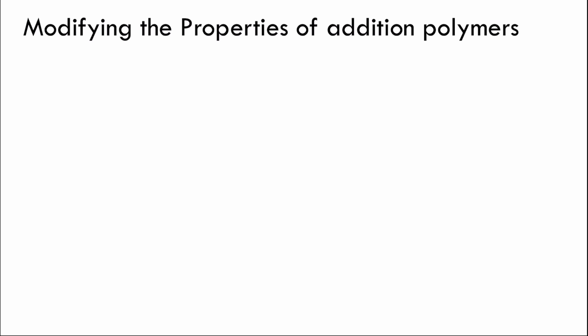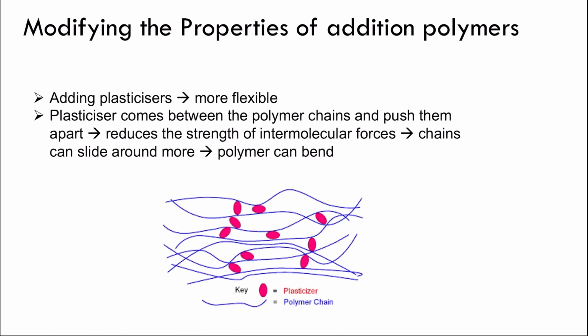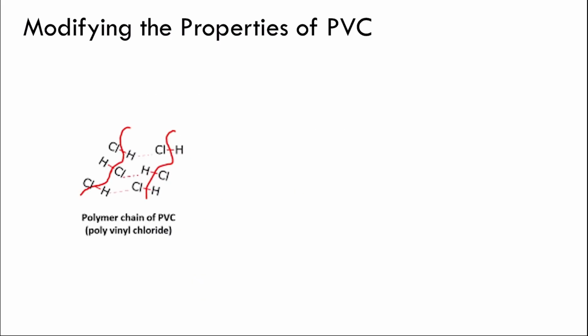Can we modify the properties of addition polymers? Yes, this is through the addition of plasticizers. So plasticizers will make the polymers more flexible. Plasticizers will come between the layers of the polymer or the chains of the polymer, and then they will reduce the strength of the intermolecular forces between the different chains, and then the chains can more easily slide around each other, and the polymer can then bend.